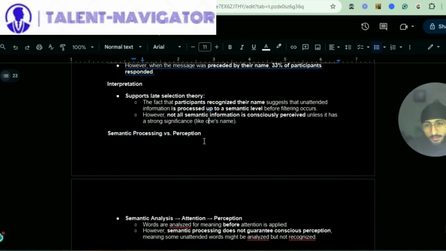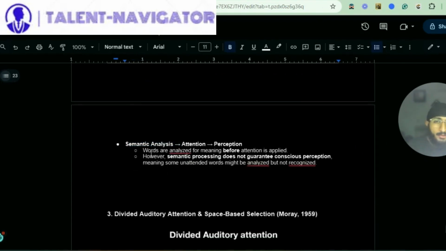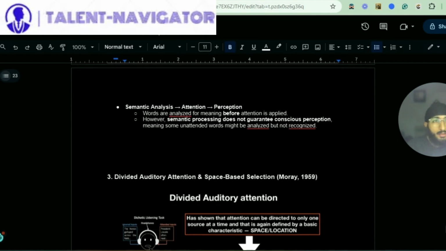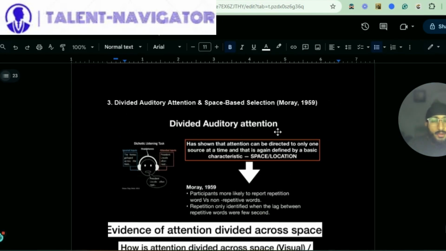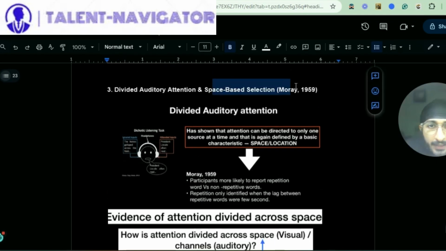Now, semantic processing versus perception. Semantic analysis, attention and perception. Words are analyzed for meaning before attention is applied. However, semantic processing does not guarantee conscious perception. It means some unattended words might be analyzed but not recognized by the human. Right? This is also another very important point. You have to keep this in mind. Right? So moving on, divided auditory attention and space-based selection by Moray.